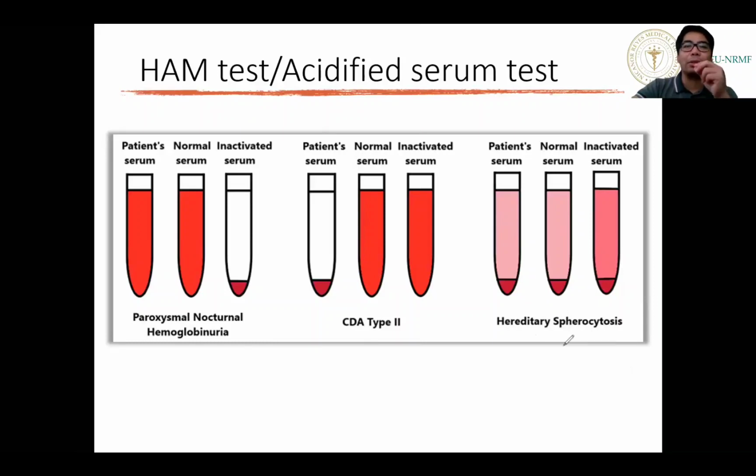But Ham's test or acidified serum test is not a confirmatory test to diagnose hereditary spherocytosis. There is another special exam for hereditary spherocytosis. Nagkataon lang na pag meron kang hereditary spherocytosis, nagpa-positive din sa acidified serum. It shows hemolysis on this test, but it shows a different pattern of hemolysis if you compare it with PNH. Yan ba? So yan ang principle ng acidified serum test, which is used as a confirmatory test for PNH.